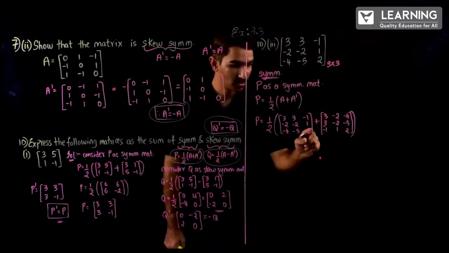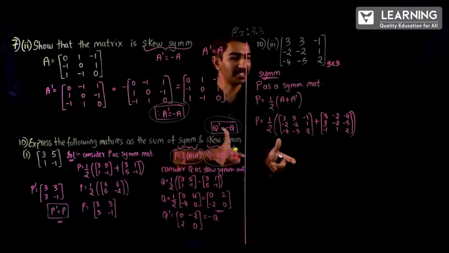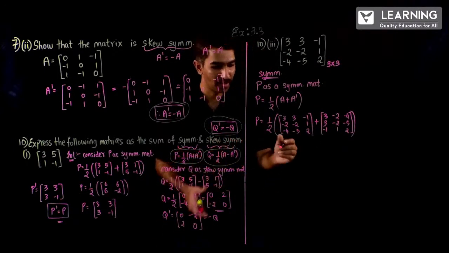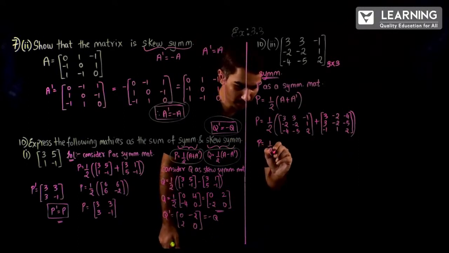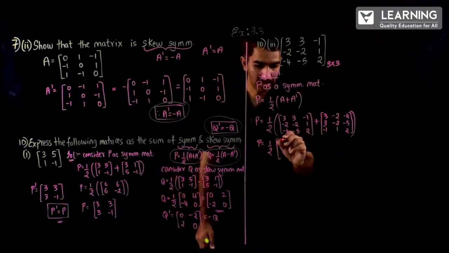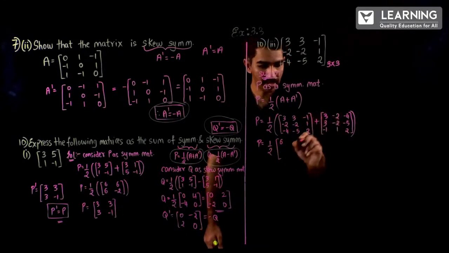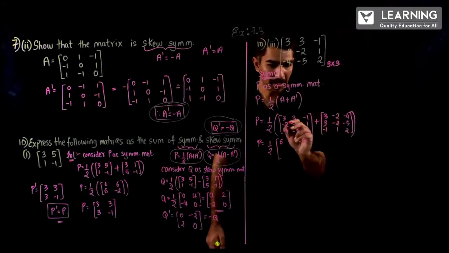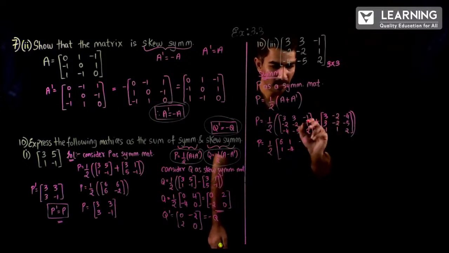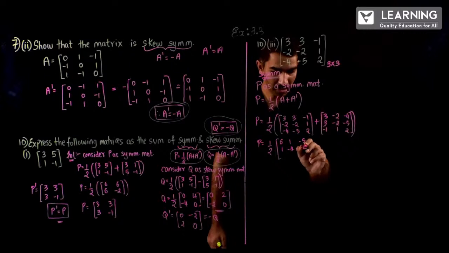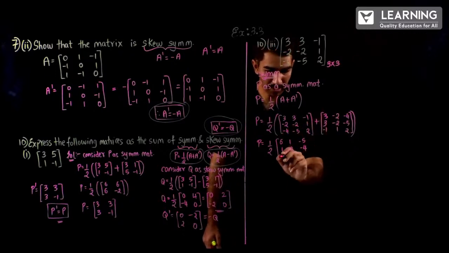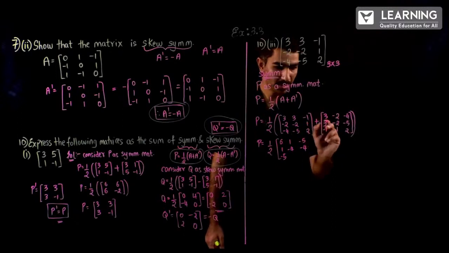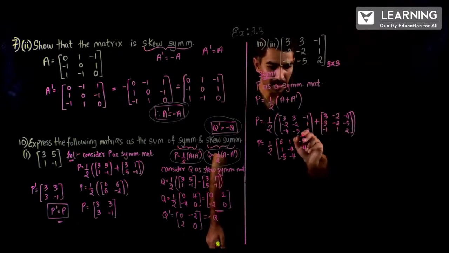Add these both matrices. So how do we add matrices, students? Adding the corresponding elements of two matrices. Just corresponding elements you have to add. So P will be equal to 1 by 2. Okay, open the matrix. 3 plus 3, 6. 3 plus of minus 2 is 1. Minus 1 plus minus 4 is minus 5. Minus 2 plus 3 is 1. Minus 2 plus minus 2 is minus 4. 1 plus of minus 5 is minus 4 again. Minus 4 plus of minus 1 is minus 5. Minus 5 plus 1 is minus 4. And 2 plus 2 is 4 again.